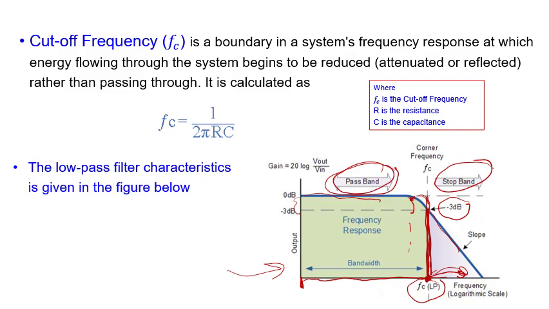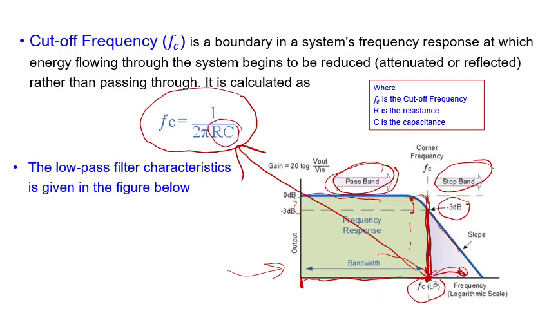Before I go to the example, I just want you to know that the cutoff frequency can be calculated as seen here in the RC low pass filter. We can calculate this point, the cutoff frequency, using this formula: 1 over 2 pi RC. So the values of R and C are going to decide at what frequency the cutoff will start.